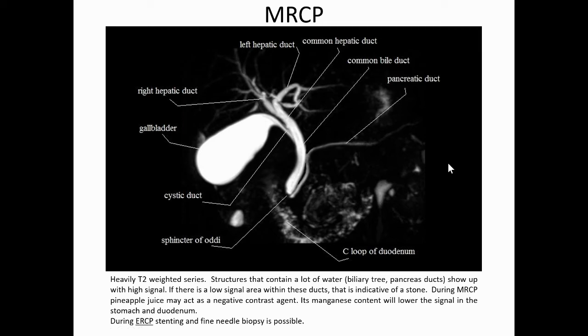And if there is a gallstone, for example, then that will show up as a defect, a dark area within the common bile duct, for example. Or if there is dilatation in the pancreatic duct, then that will show up as a high signal area that's connected to the main duct. So that's why we would perform an MRCP study.